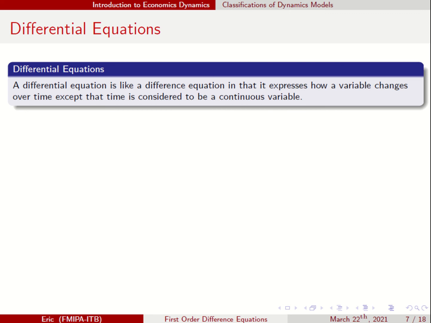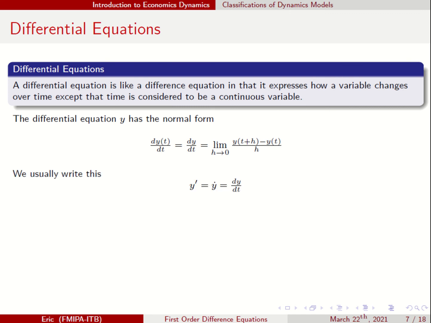A differential equation is like a difference equation in that it expresses how a variable changes over time, except that time is considered to be a continuous variable. So the differential equation has the normal form, this one. The derivative of y(t) with respect to t, or dy/dt, you already know. This is the change from y(t+h) minus y(t), divided by h. And we usually write this as y prime, y dot, dy/dt, the derivative of y with respect to t.